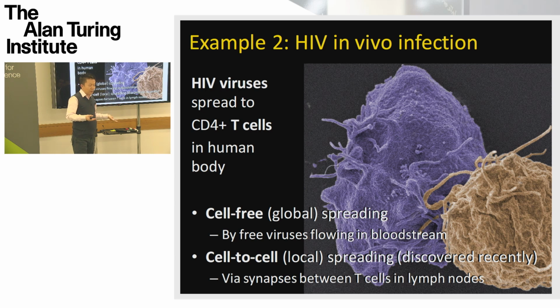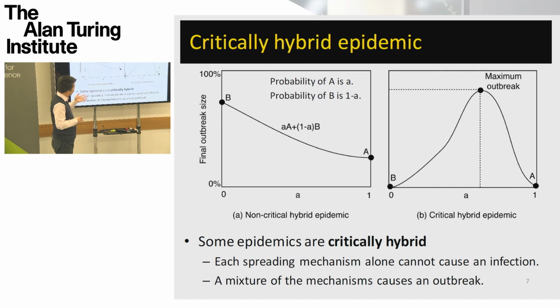So, let's say, there are actually two types of hybrid epidemics, we realize. One of them is non-critical hybrid epidemics. In this case, say, let's consider two different spreading mechanisms, where one is more infectious than the other. So if we measure their final outbreak size, using a single spreading mechanism, this one can reach more nodes than the other spreading mechanism. So if you mix these two together, you might achieve an infection outbreak size in between.